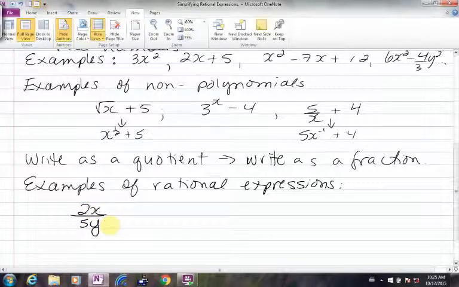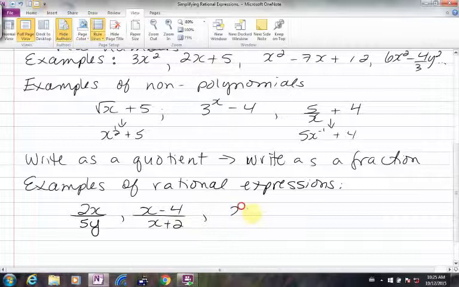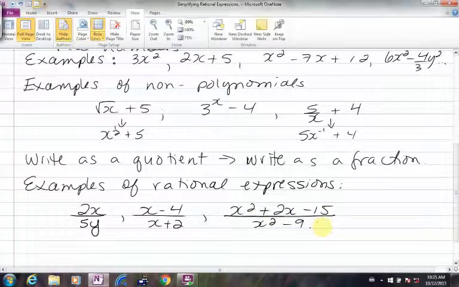So it can be as simple as a monomial numerator, monomial denominator. It could be something that looks like this. It could be something that looks like this. And so on. All right?